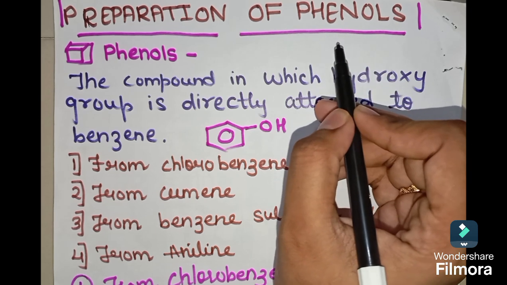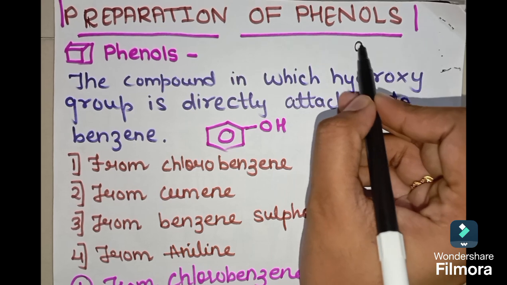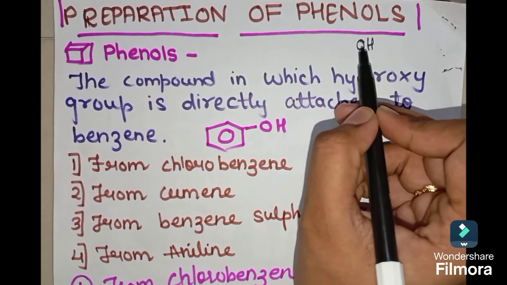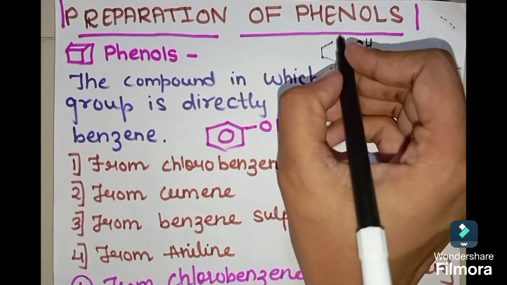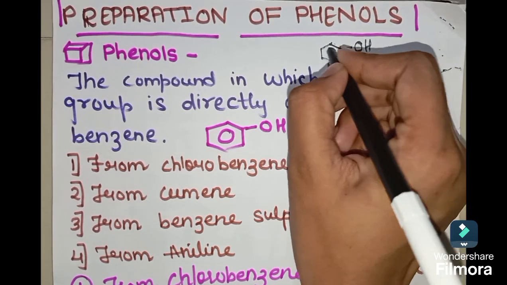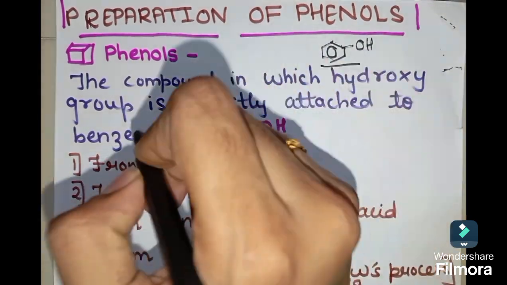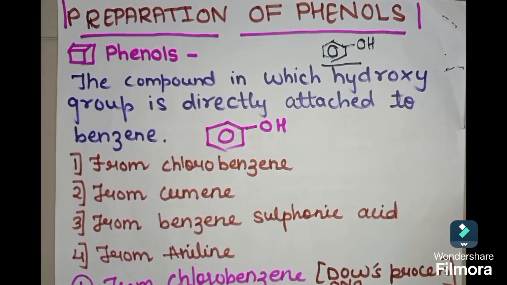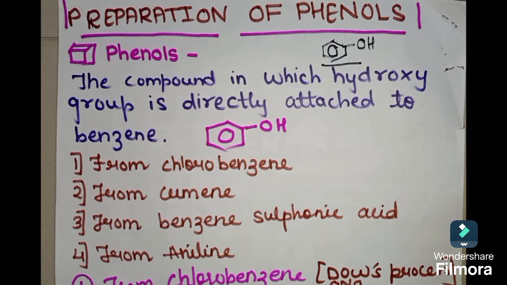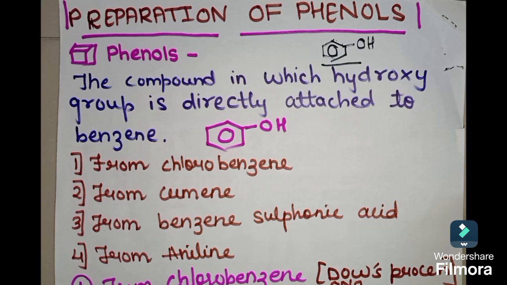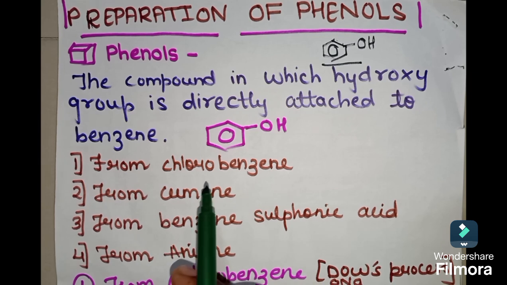So phenol is a compound where this hydroxy group, we know what is hydroxy group, it is OH, right? When this hydroxy group is attached to a benzene ring directly, it forms phenol. So it is a compound in which the hydroxy group is directly attached to a benzene ring. Here I have mentioned some of the methods by which we can prepare phenol.